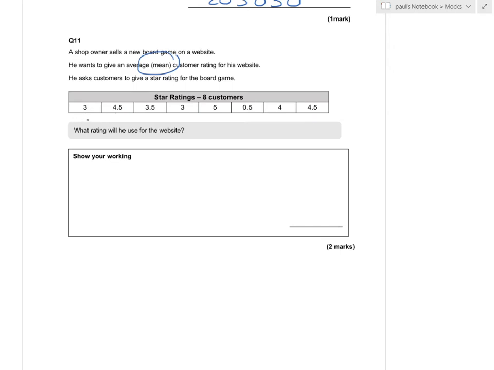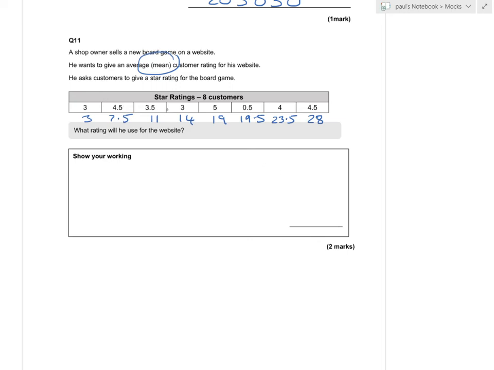Let's add these up again, because divide by 8, 28 doesn't work out exactly. So let's try these again. So 3 and that is 7.5. And that is 11. And that is 14. And that is 19. And that is 19.5. And that is 23.5. And 4 is 27. 28. Yeah, looks like 28.